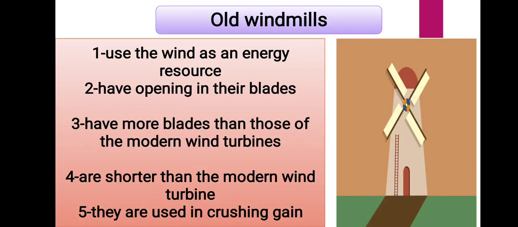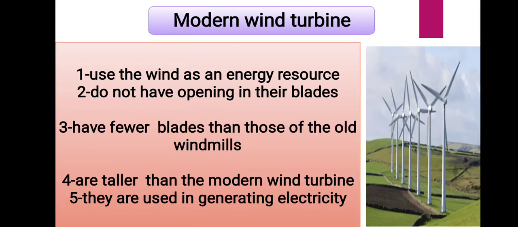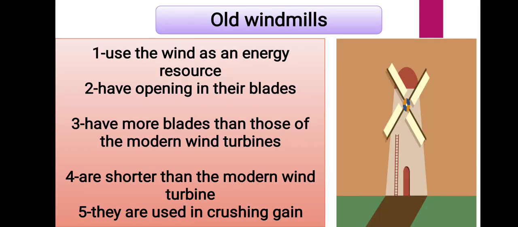Okay, and the old windmills have 4 blades, 1, 2, 3, 4. But as we can see in this picture, the modern wind turbine has 3 blades. So which one of them has more blades? The old windmills. The old windmills have more blades than the modern wind turbine. Okay, and the old windmills are shorter than the modern wind turbine.